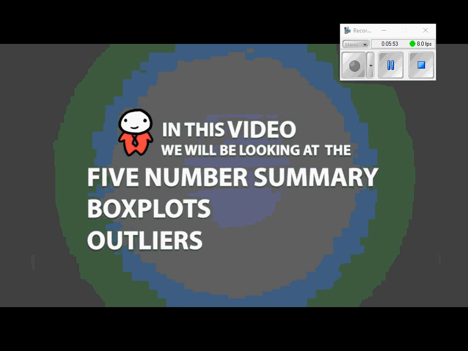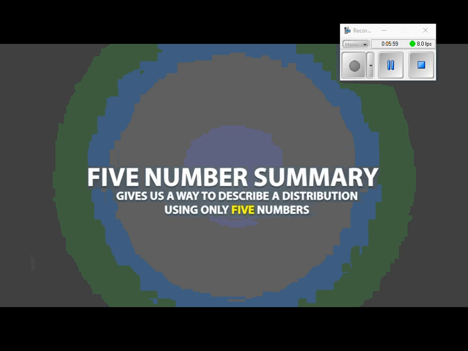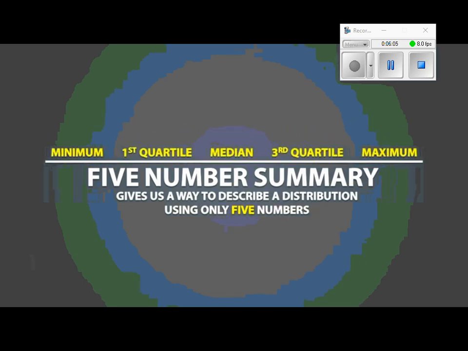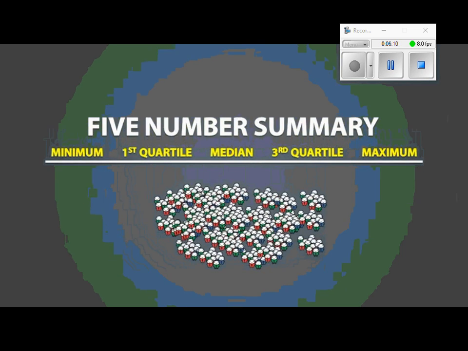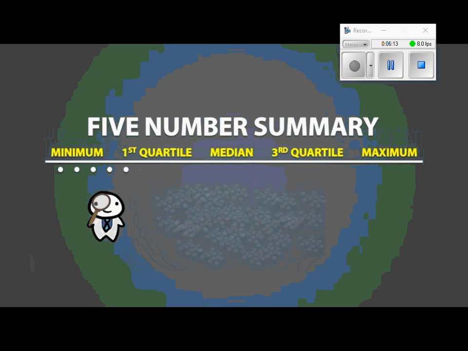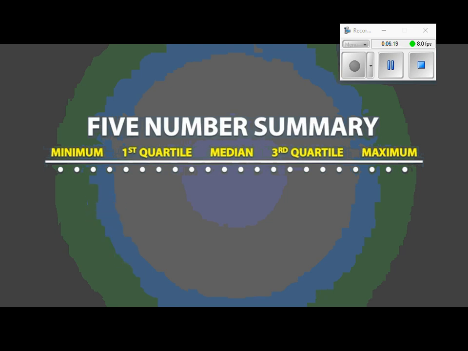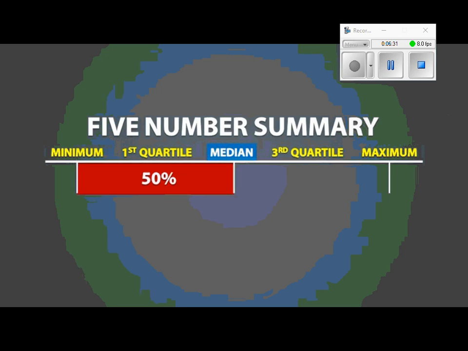In this video, we will be looking at the 5-number summary, hotspots, and outliers. The 5-number summary gives us a way to describe a distribution using only 5 numbers. These 5 numbers include the minimum, first quartile, median, third quartile, and the maximum. So if we took a sample and measured some random quantitative variable, we should order these values from smallest to largest and use the 5-number summary to describe the distribution. The minimum is the smallest value in the data set, and the maximum is the largest value in the data set. The median is the middle data value. It is a point at which 50% of the data values are below it and 50% are above it.